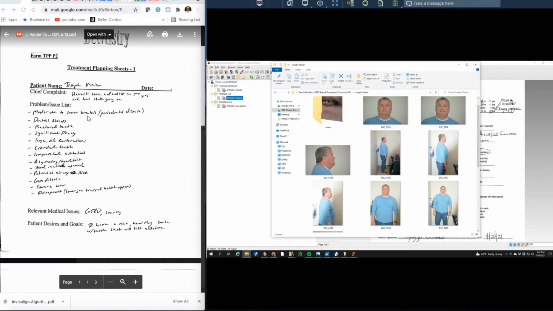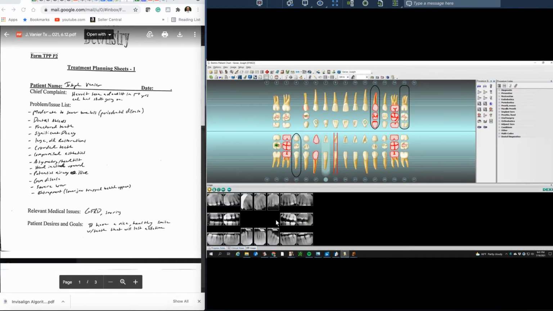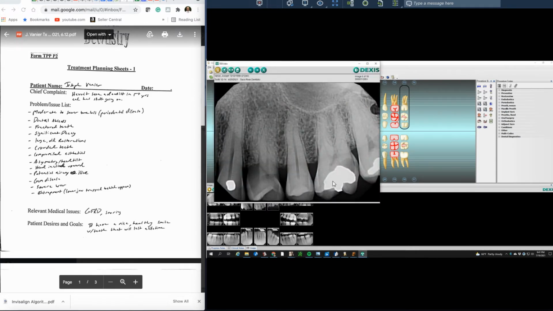So let's start with moderate to severe bone loss, periodontal disease. I would imagine that's true based upon the spacing that he has. If we look at his PAs, how do we define periodontal disease? Horizontal or vertical bone loss. We don't have any vertical bone loss here, at least not in this image. Is this horizontal bone loss? It's a little tough to say where this image is foreshortened slightly, but it doesn't look like he's lost that much, if any.